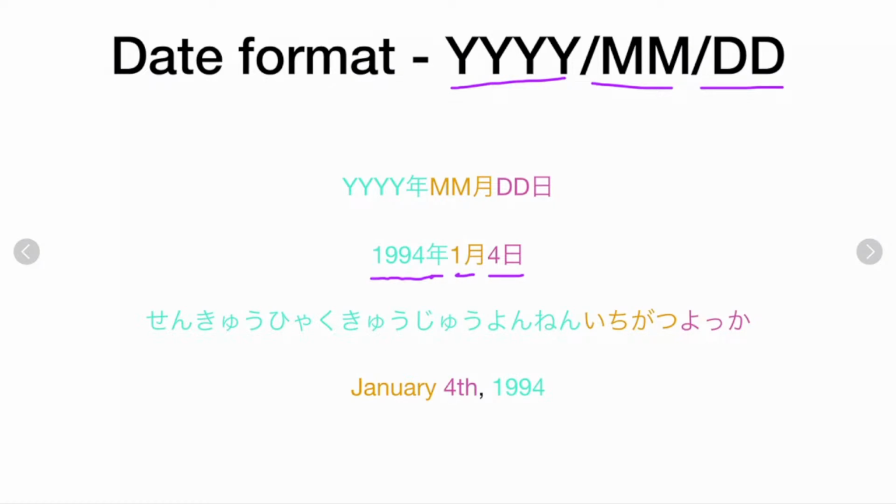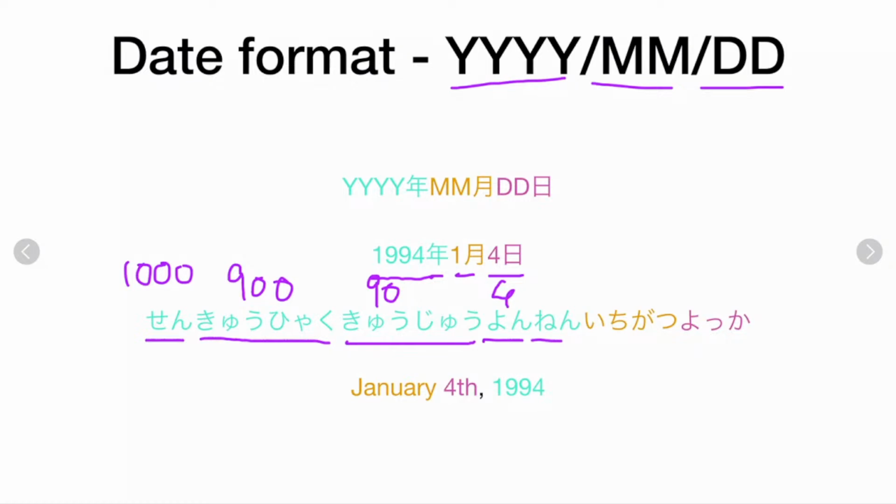But if you had to say that out loud, here's how it would work. Sen, 1000. 900. 90. 4, nen, right? So 1994 nen is 1994. 1月, first month. 4日, fourth day. Okay. So Derek Henry, the football player, was born on 1994年1月4日.